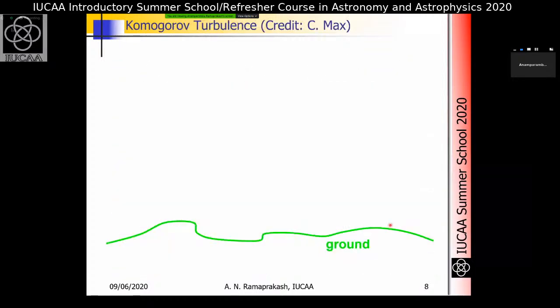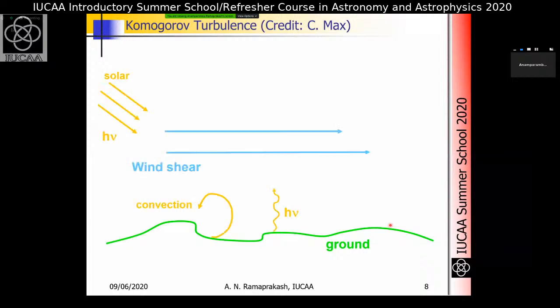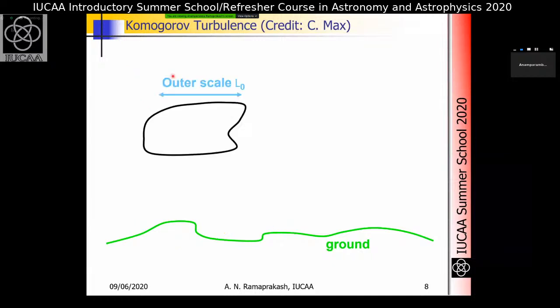Now let us try to understand how this works. This is the ground, and I mentioned this again in my previous talk, the various processes which are disturbing the movement of air: the heat from the ground, convection, solar heat, winds, etc. So energy gets injected into the atmosphere at very large scales, not very locally, at large scale, several kilometers across, because the sun is not going to heat the atmosphere locally. It is going to heat it across a large area.